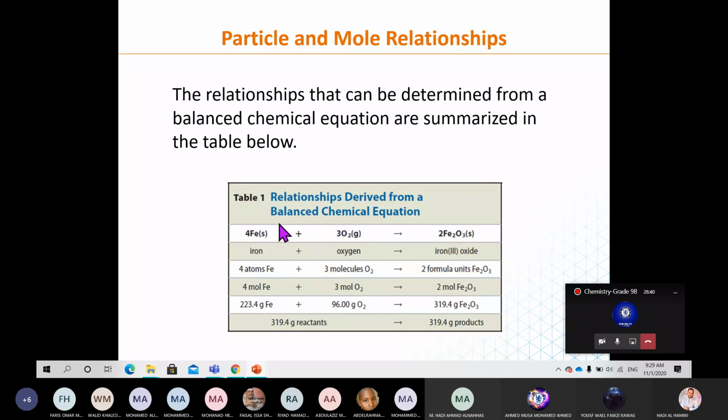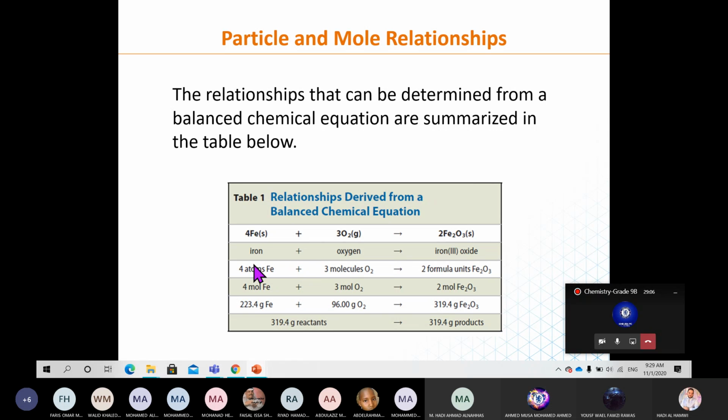Okay, so the number of atoms before equals the number of atoms after, or the number of atoms in the reactants equals the number of atoms in the products. So we can say this equation is balanced. In this way we can detect if this chemical equation is balanced or not. Okay, look here. Iron plus oxygen gives iron oxide.